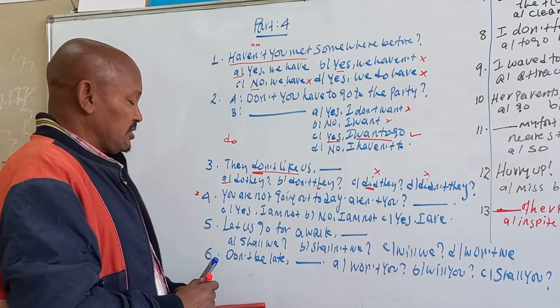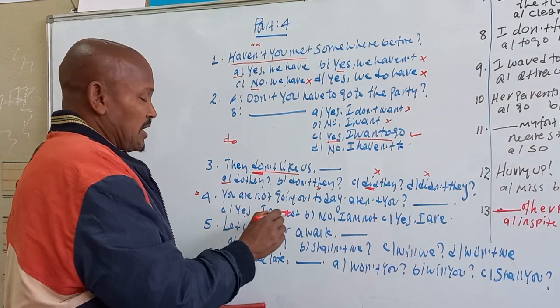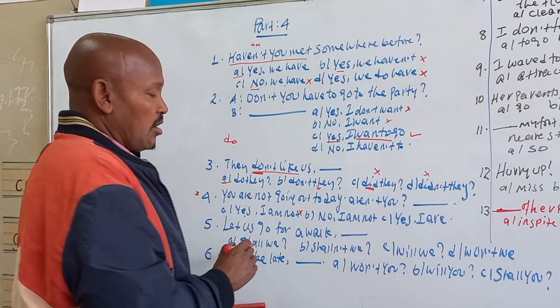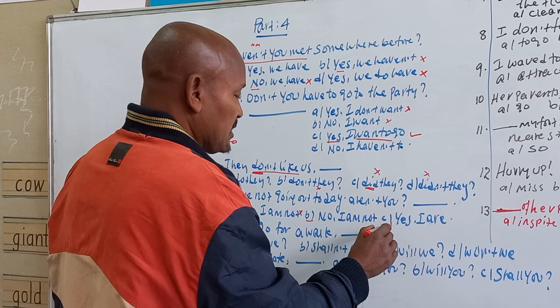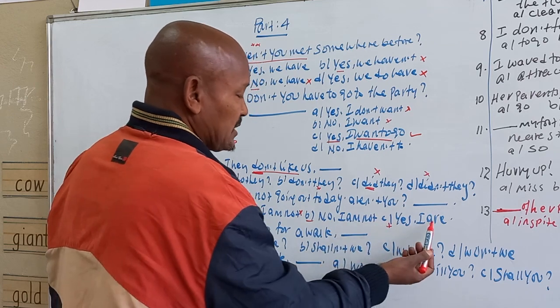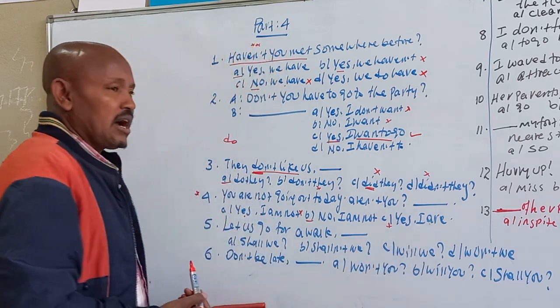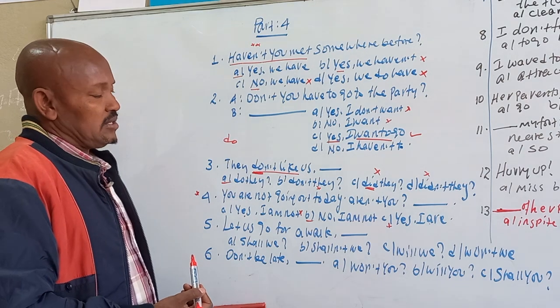Yes, I am not. No. Yes, I am not: yes plus negative is not the answer. No, I'm not. This is the right answer. Yes, I am. This is not right, because no question words are here. No, I am not.